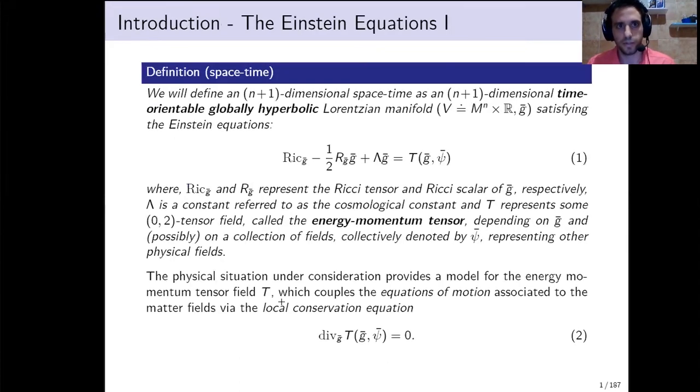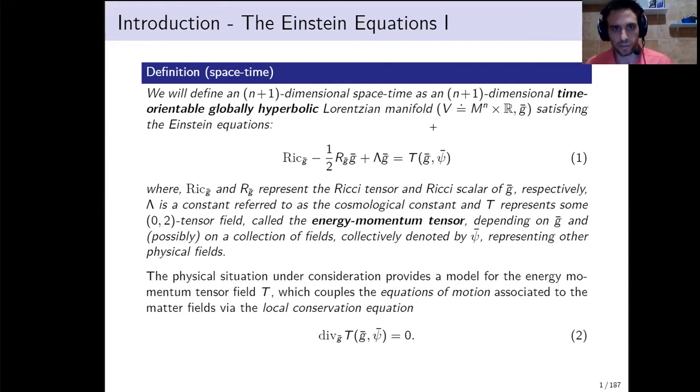So let us start, and we will define a space-time to be, in our case, a globally hyperbolic time-oriented Lorentzian manifold. We will work in arbitrary dimensions, so it will be a manifold with this kind of topological form. And time orientability, let us recall, means that there is a globally defined time-like vector field that allows us to distinguish future from past.